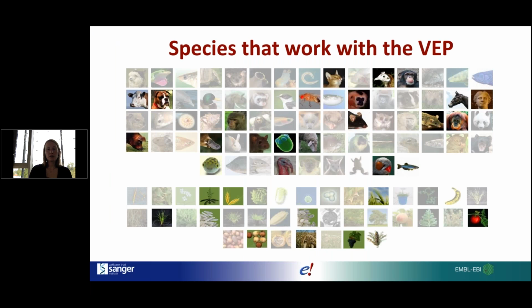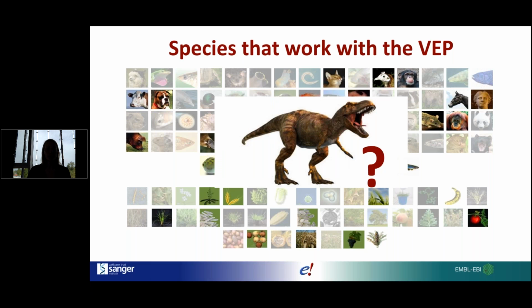So we already have a number of species in Ensembl that we have variation databases for use with the VEP. This is just a graphical representation of the species in the main Ensembl site, and we also have VEP databases for a variety of species in Ensembl Genomes. So what happens if you want to use the VEP to predict variants in a species for which we don't already have a VEP database, like T. rex?